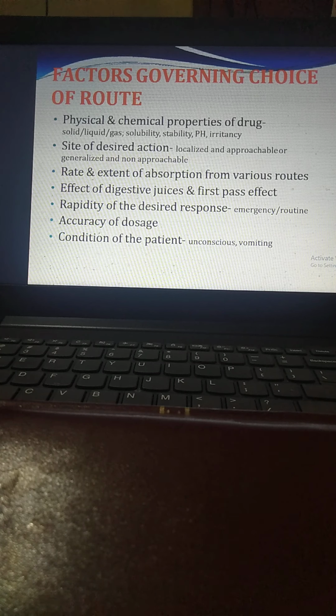The condition of the patient is also important. If the patient is unconscious or vomiting, we cannot give oral. So in anesthesia, when the patient is unconscious, we have to deal with IV drugs and give them IV. And there are the pre-anesthetic agents, the agents during the anesthesia and the procedure, and after the anesthesia, post. This is very important. You have to take care of it.